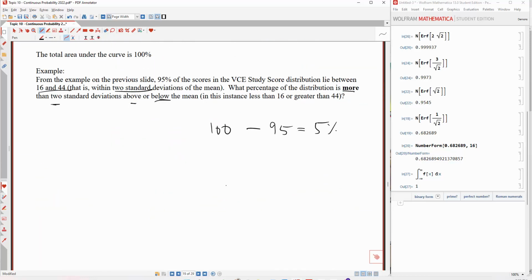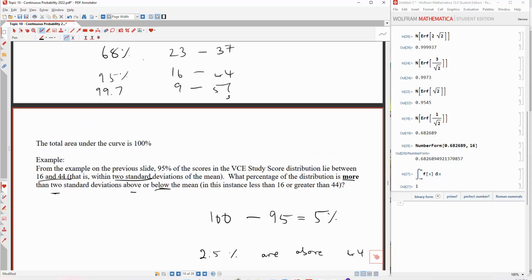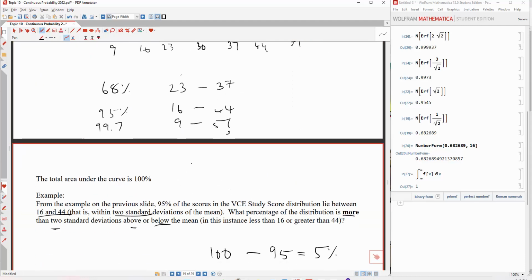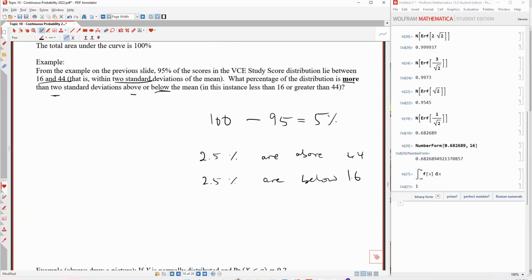So what that means is roughly, in any VCE subject, 2.5% are above 44 and 2.5% are below, what was the value? 16. Okay.